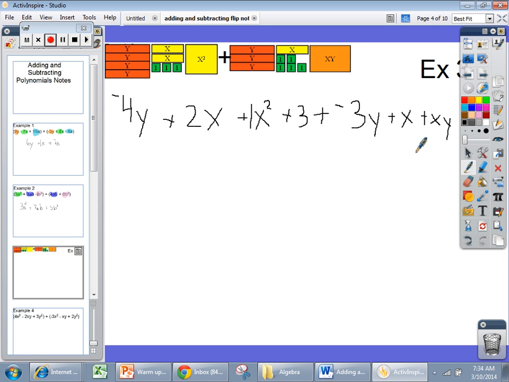And then I'm running out of room, so I'll write it at the bottom. We have how many more numbers? 5. Oh my goodness. All right, so let's go ahead and color coordinate. So we have a negative 4y.